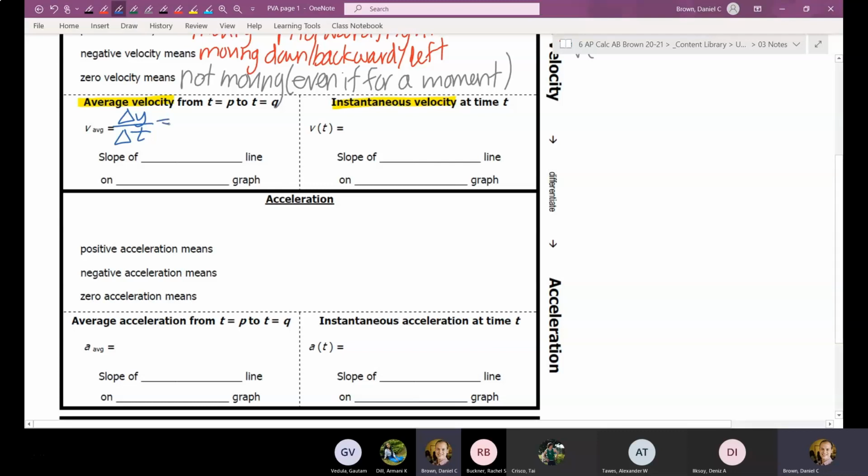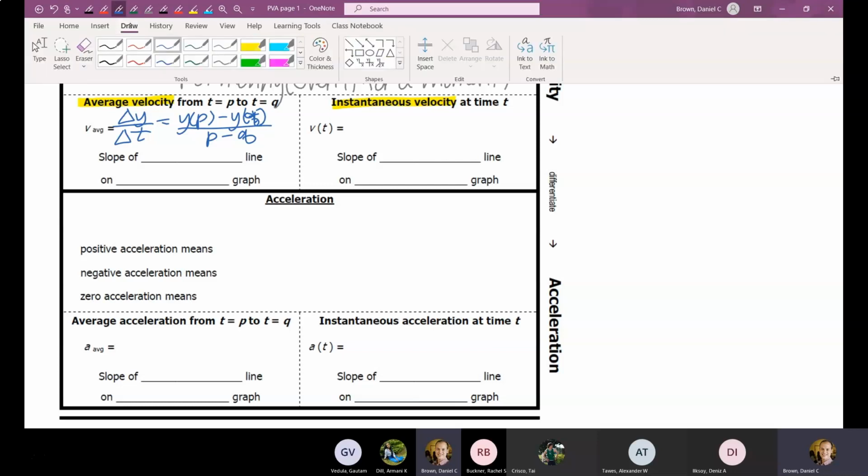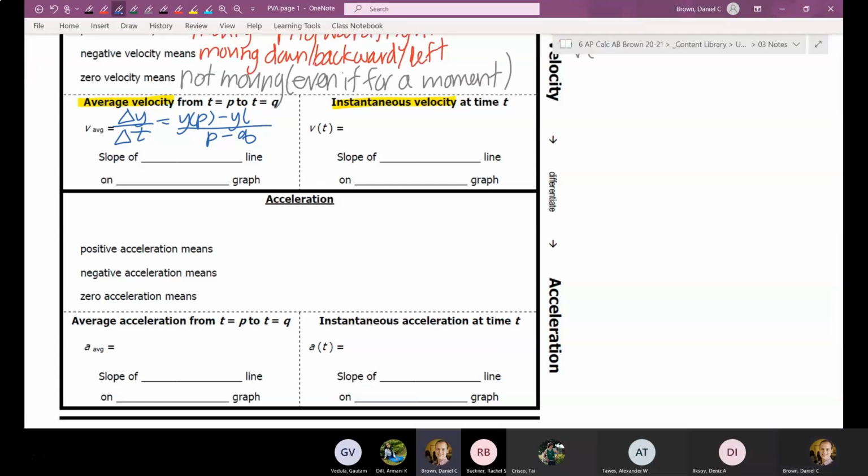Or you can think of it as y of p minus y of q, over p minus q. So average velocity is an old school slope formula. To connect to some things we have already talked about in this class, when I say average velocity, that's actually the slope of a secant line, since it's the slope between two points on the graph. And it's going to be the slope of the position graph.